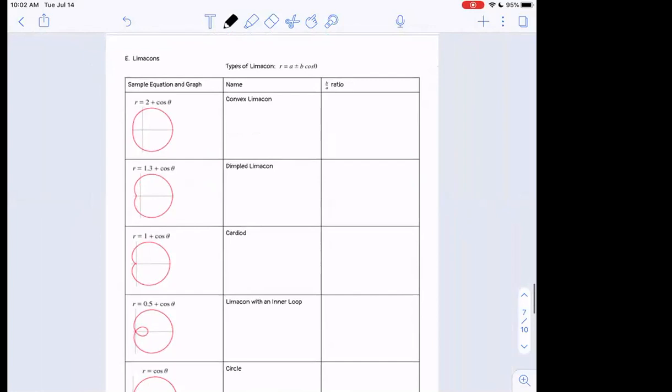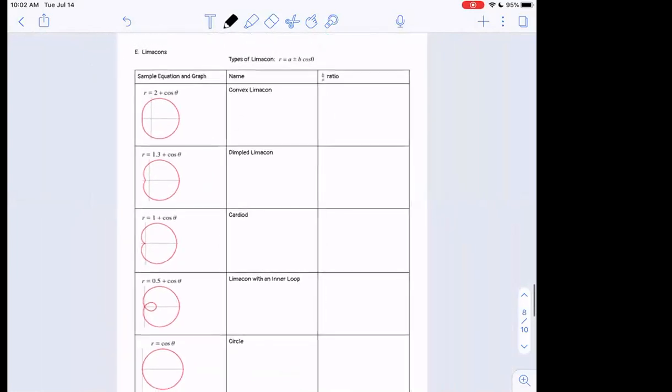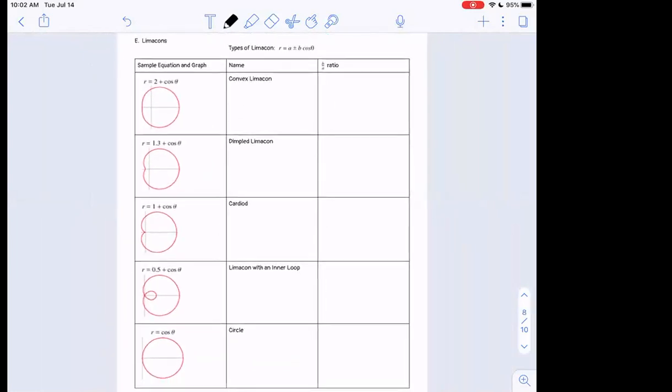So every year when I teach the Limaçon chart, I feel like I come up with a different graphic organizer for it. If you had me for pre-calc, this looks a little bit different, hopefully different in a better way, because I didn't really like it the first time. But the Limaçon chart is a special equation where you have something of the form r equals a plus or minus b cosine theta.